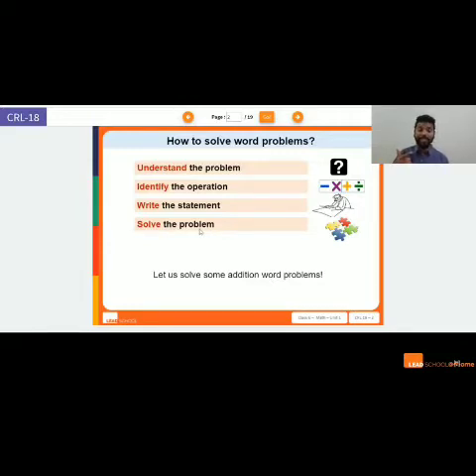Students, it is very important to make sure every number we write is associated with a sentence. The sentence adds meaning to the numbers. Solve the problem. Alright, now that we've understood what the problem is, identified the operation, and written a small statement about it, the next step is to solve the problem. These are my four steps. Take a quick 20 seconds to write down these four steps in your notebook. Your time starts now.